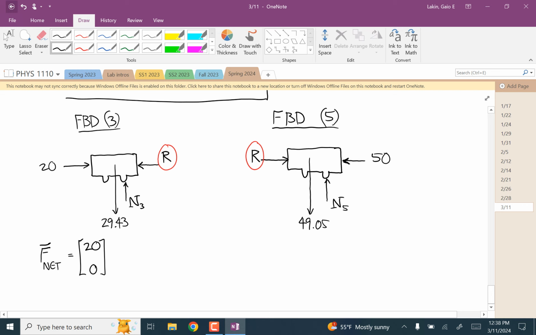R, which one of those is R? That's in the negative X direction. So I'll write that as negative R, 0. 29.43 is in the negative Y. N3 is in the positive Y. And so that's the entire left side of Newton's second law.